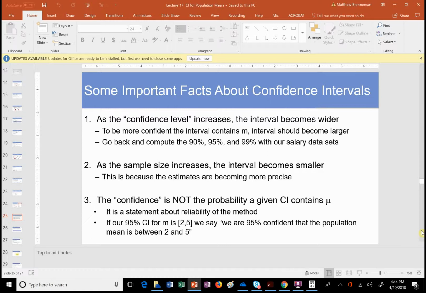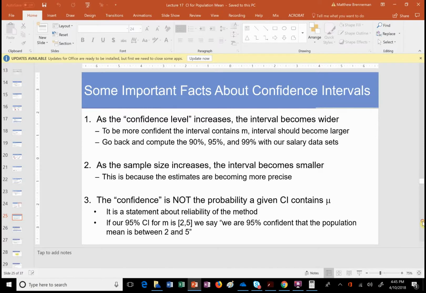Again, you have to remember confidence is not the probability. We never say the probability that the actual average is in this interval is 95%. We have no idea if the true value of mu is in there or not. We never know. And that's life. We just have that uncertainty.